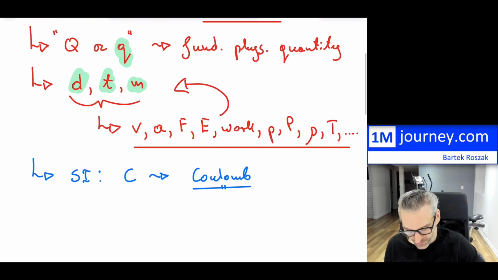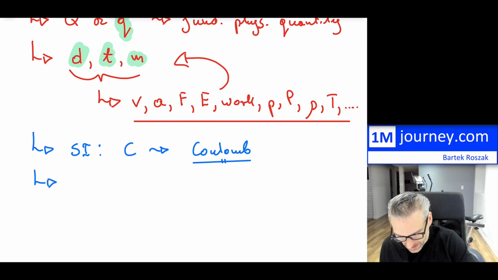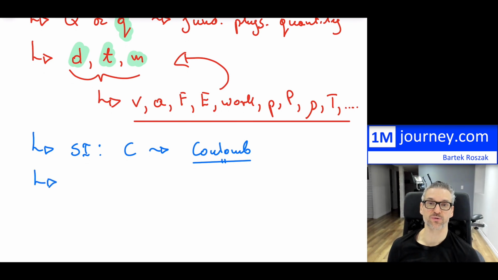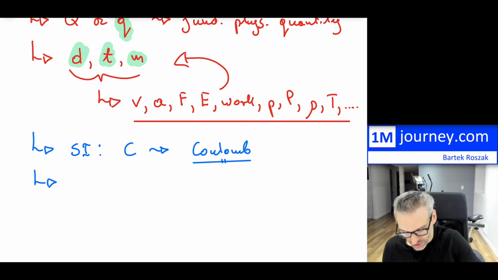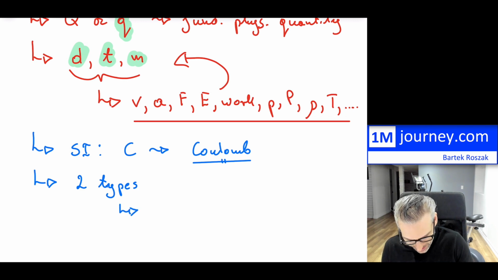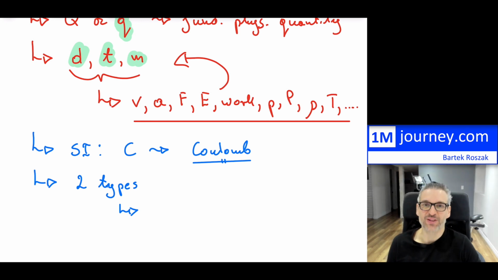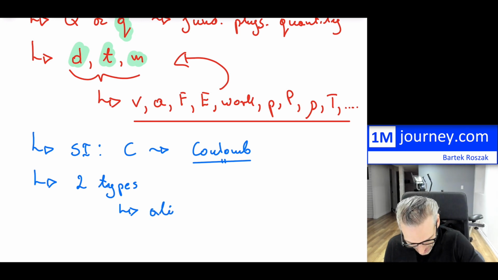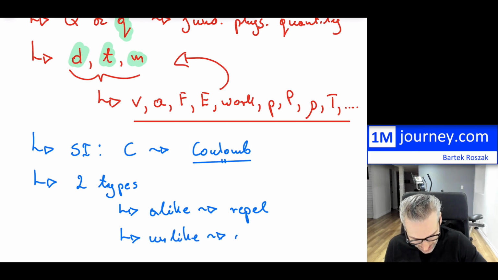Now, what is interesting is that charges come in 2 forms. This is what we have been able to observe. There are 2 different types of charges, and if they are alike, they repel each other. Okay, so if they are alike, they repel each other. This is what we notice. And when they are unlike, then they attract each other.